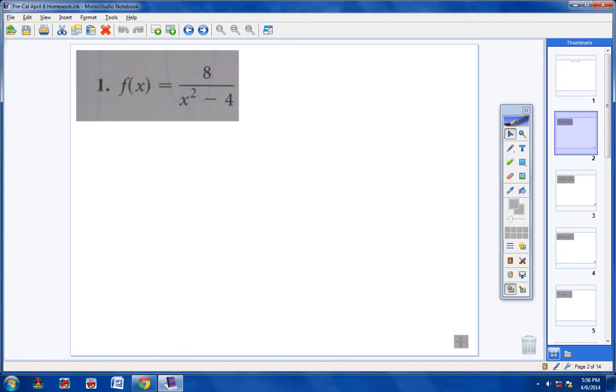If you look at the directions, they want us to match up the graph with the correct rational function. So let's go ahead and use our asymptotes to help us. First of all, vertical asymptotes. You take the denominator and you set it equal to 0 and you solve. So x squared minus 4 equals 0. I'm going to bring the 4 over and make it a positive 4 and then take the square root of both sides and I will get plus or minus 2.